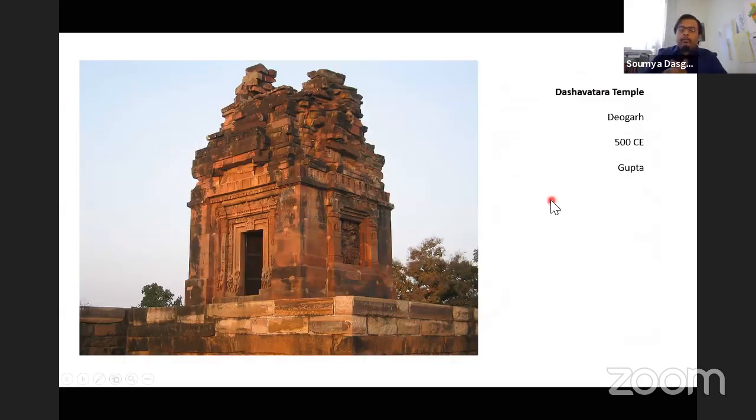Now, again, starting with the simpler, smaller, aedicular shrine-like structures in North India, the Dashavatara temple. Dashavatara means there are 10 avatars, not the film Avatar, but probably the film draws its inspiration from here. The Dashavatara temple in Deogarh, 500 CE, is a Gupta temple. If you look at it closely, you will identify this is a very simple square-shaped temple.